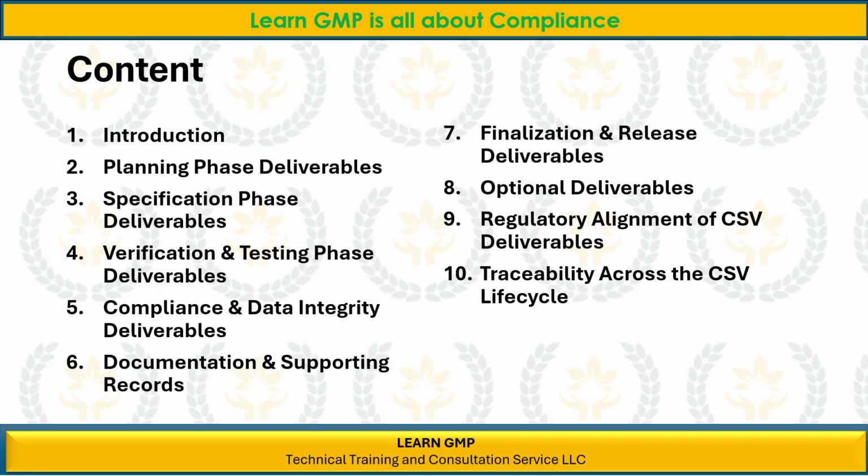In computer system validation, mostly the following deliverables are required. Planning phase deliverables. Specification phase deliverables. Verification and testing phase deliverables. Compliance and data integrity deliverables. Documentation and supporting records. Finalization and release deliverables. Optional deliverables. Regulatory alignment of CSV deliverables. Traceability across the CSV lifecycle.